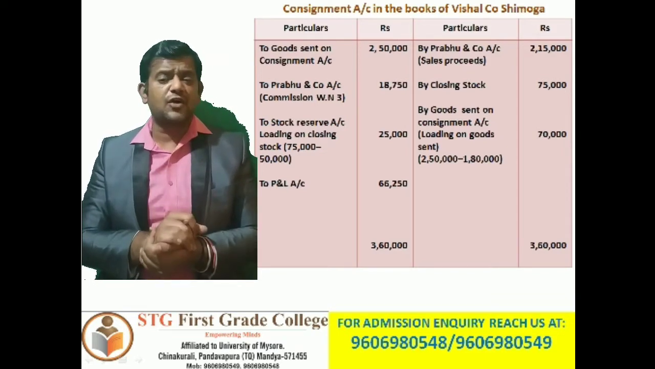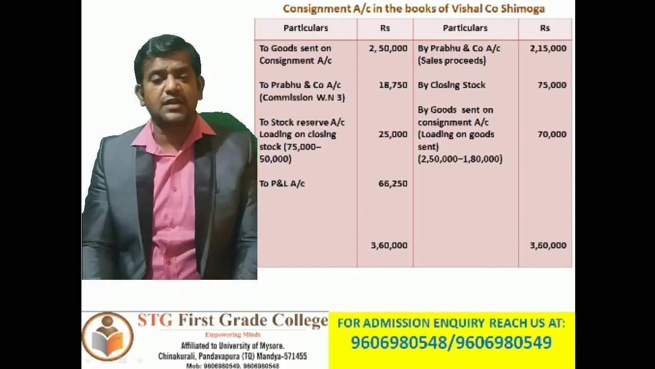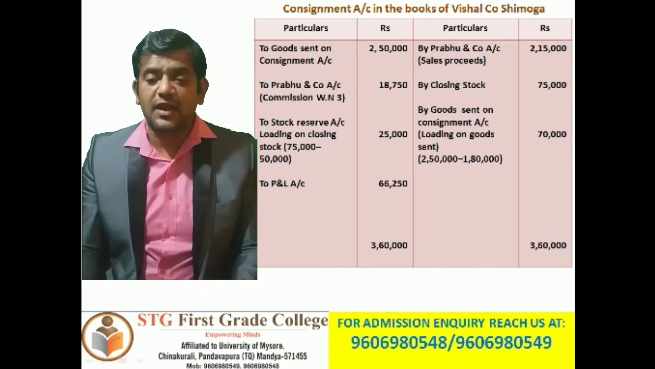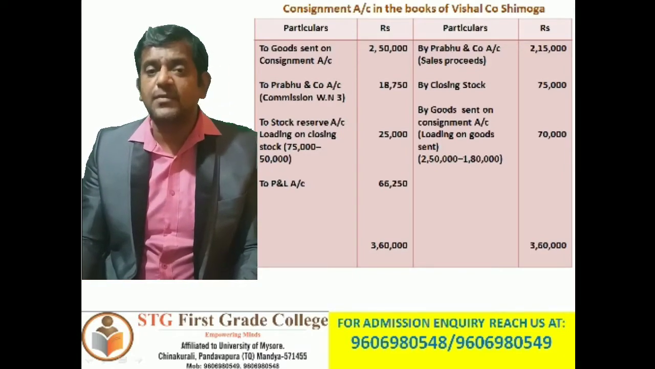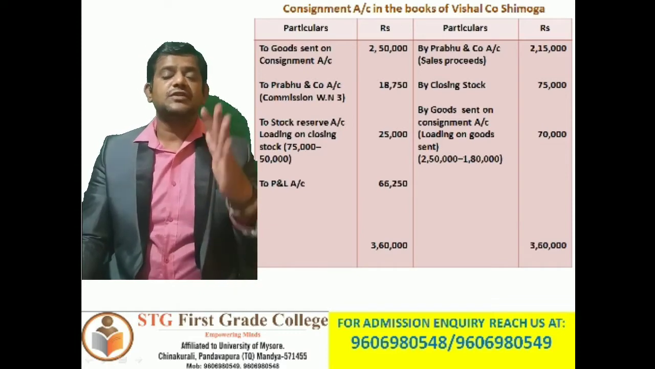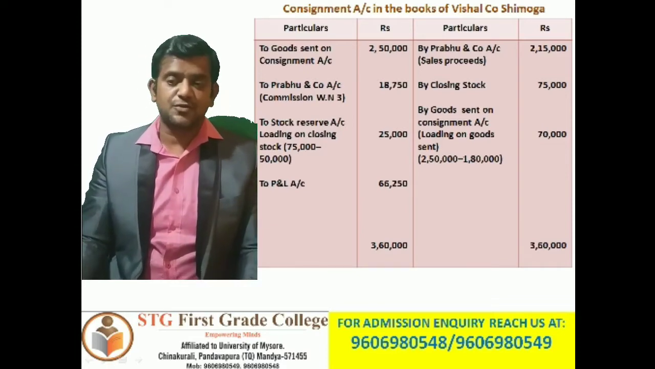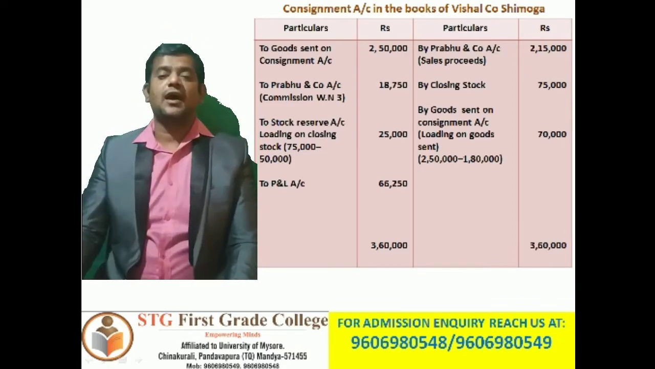What was the value of goods? Invoice price of the goods consigned 2,50,000. So make a note in the bracket: 2,50,000 rupees minus what was the cost price of the same? 1,80,000 rupees. So minus 1,80,000. So the difference is 70,000 rupees. The difference is how much? 70,000. So put it in the outer column.